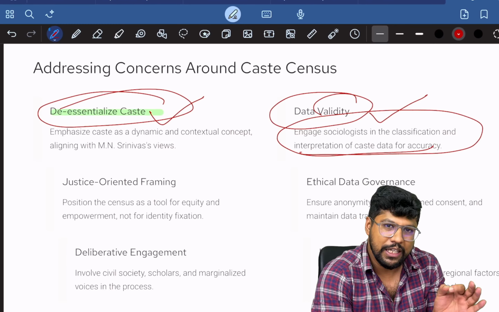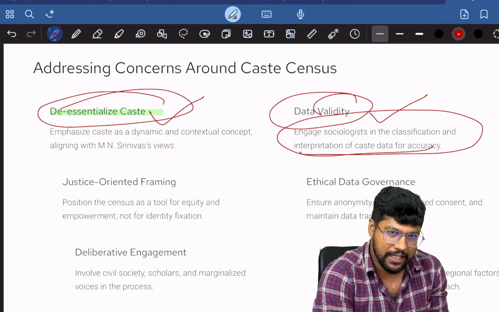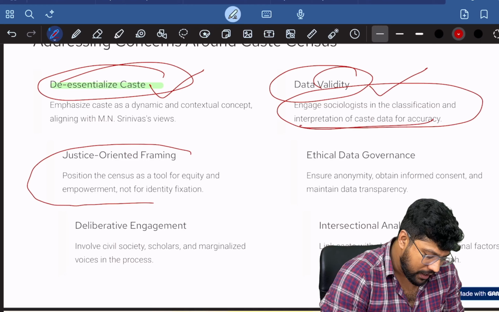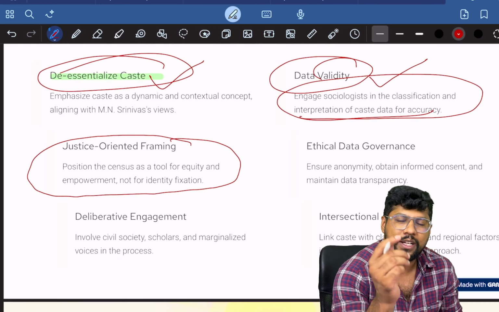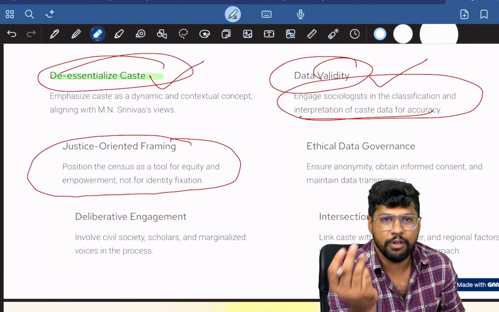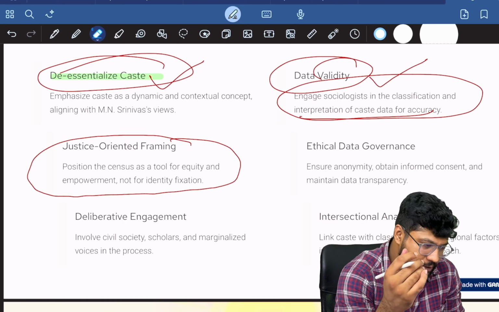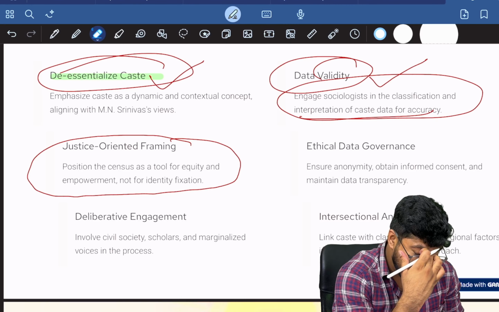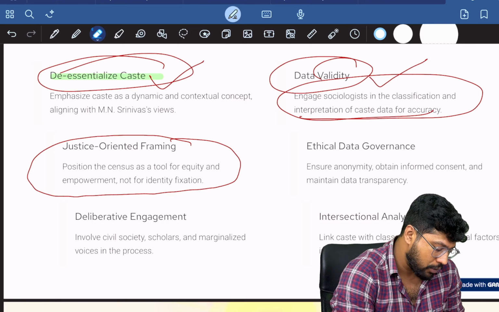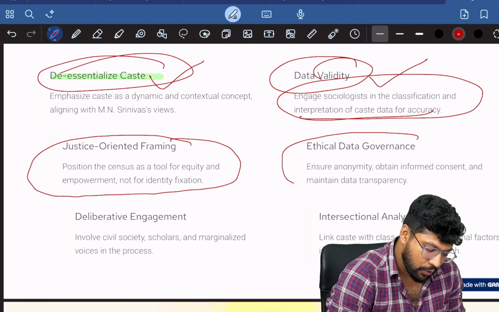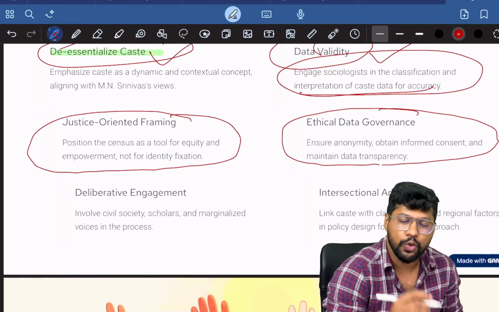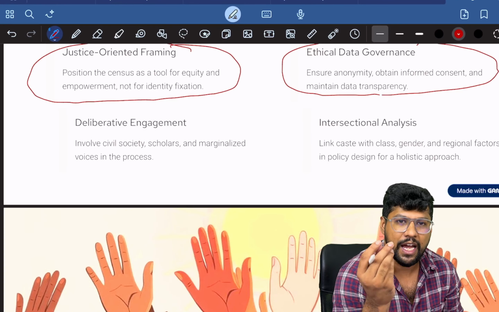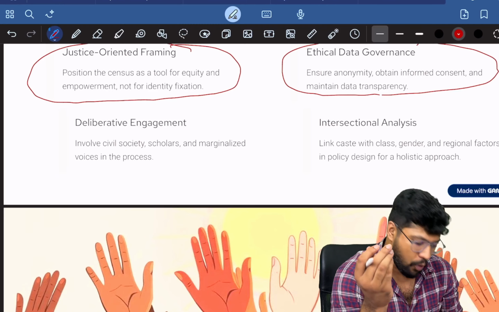So validity of data should be ensured along with sociologists, because the classification process is very difficult. We need to ensure that proper caste based data is collected, and it should have a justice oriented framing. Why? Because this should not be a tool for caste debate, it should be a tool for government affirmation and for understanding caste based social mobility. So we need an ethical, data driven governance approach, where the data remains anonymous and is used only for governance and policy making purposes. In that way we can avoid many political movements.